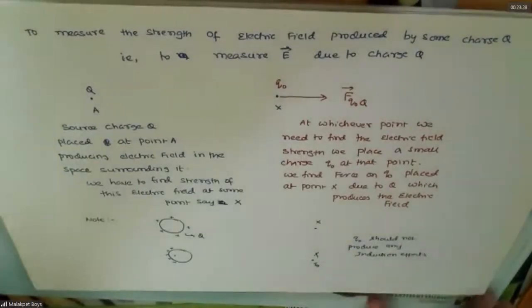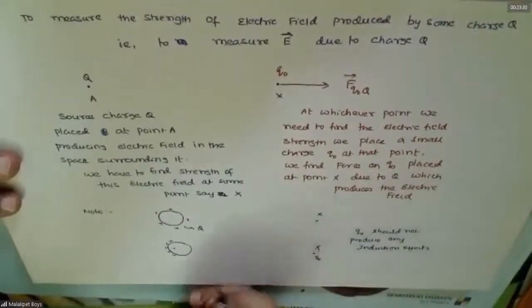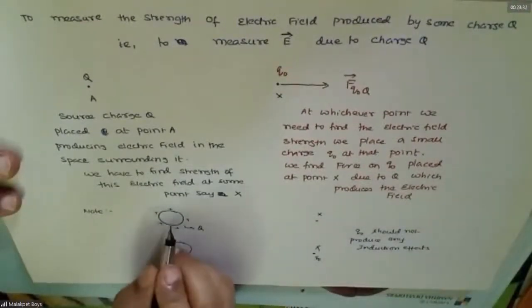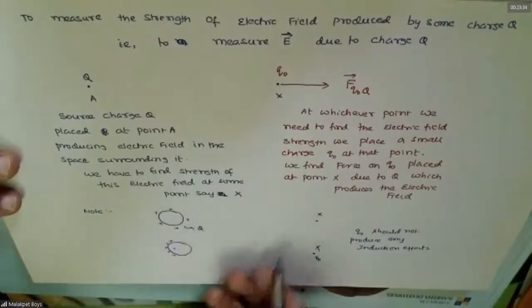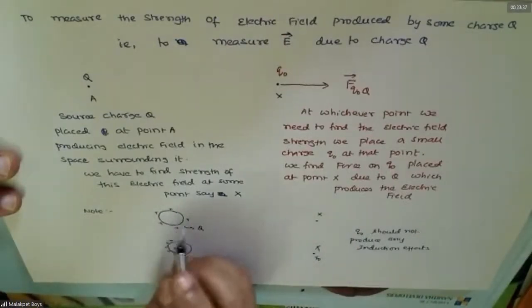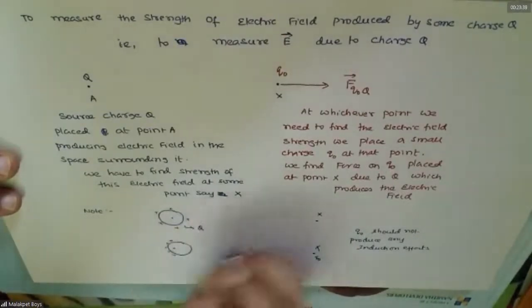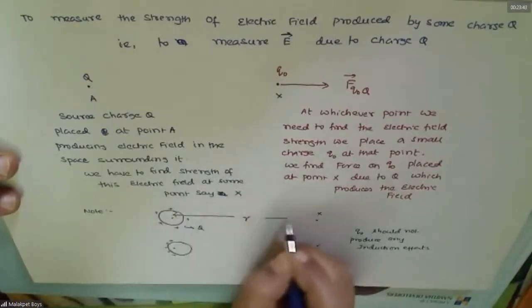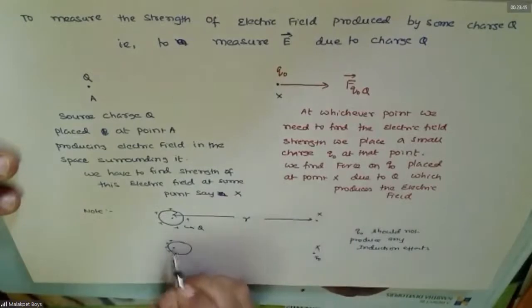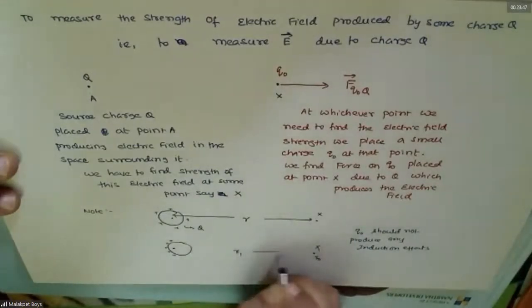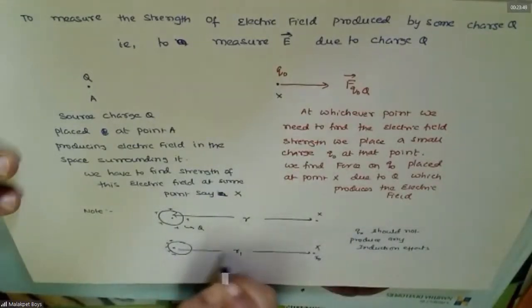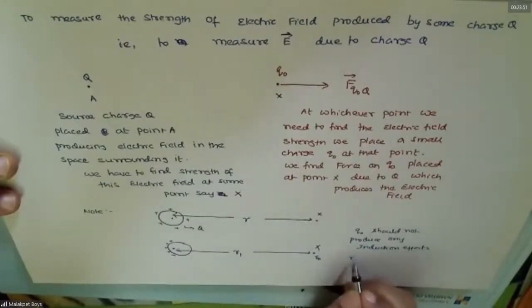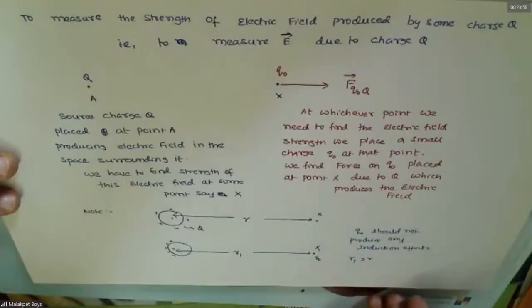Agreed? Followed? Otherwise, what will happen? You are trying to measure the field due to this charge, whereas you are getting some other force, no? Because this distance is changing or not? Do you agree with this? Now you can see this R, the center of the charge, is moving away from here. Definitely, the force will differ, no? Am I right or not? Yes, sir.